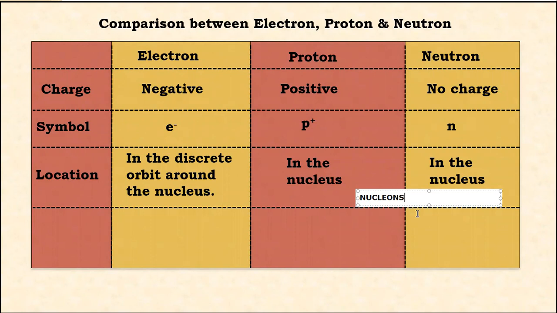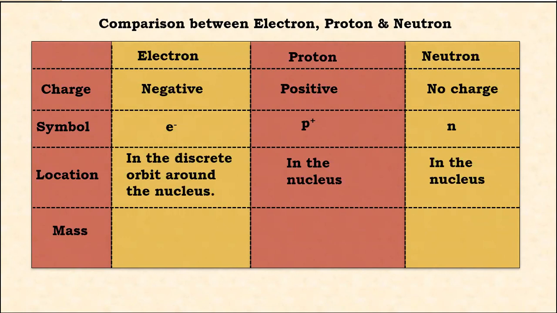Nucleon is basically proton and neutron present inside the nucleus. So electrons are in the orbits, whereas protons and neutrons are in the nucleus, hence they are called nucleons. Now talking about their masses.